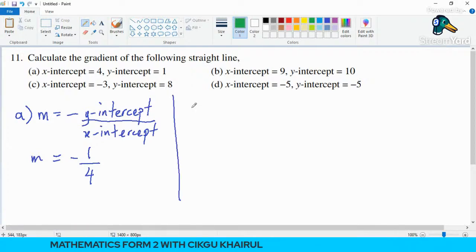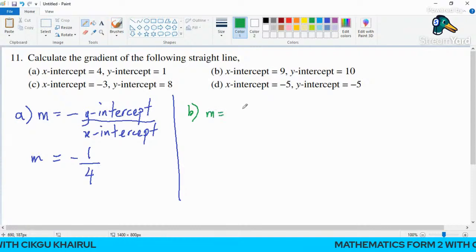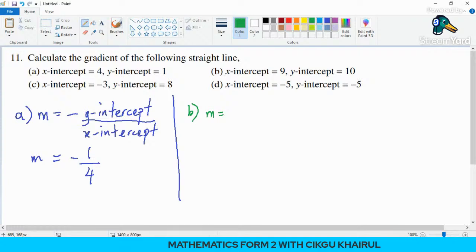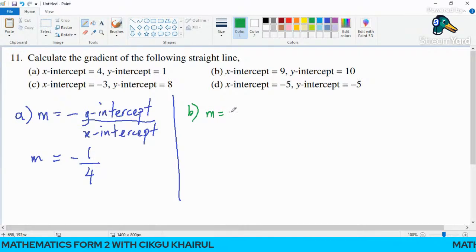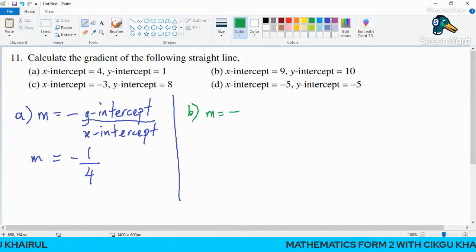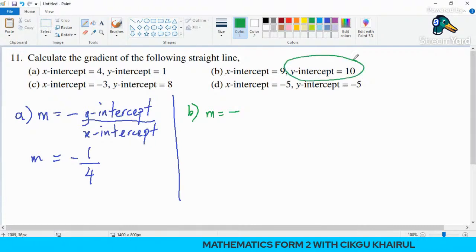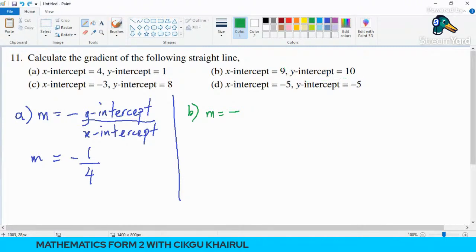Question B. M equal to... I didn't write the formula this time. But don't forget to use the formula of intercept. Start with negative. Always start with negative. So negative what? Negative y-intercept, this one. Y-intercept is 10, so we write 10.